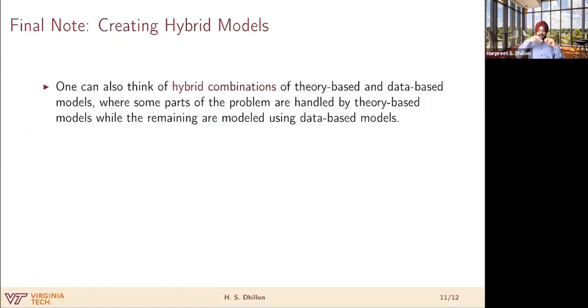So this is my second last slide. So final note, you could also have something called hybrid models, right? We can think of hybrid combinations where you have some parts of the problem which are handled by theory-based models. You could have other parts of the problem which are handled by data-based models, right? So this is what this theory-guided machine learning community calls sort of hybrid models.